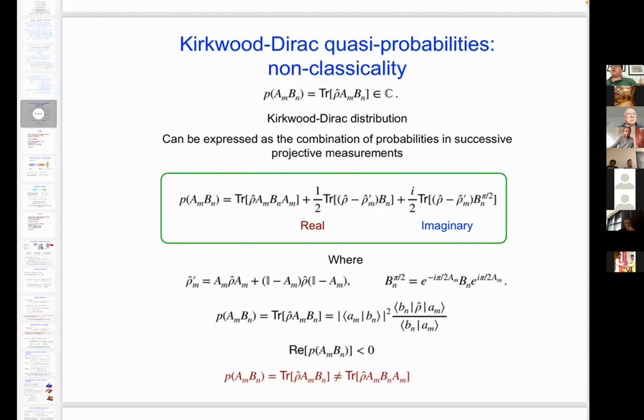I think this is why you need the fact that the post-selection is not just a single projector, but it has to be at least a sum of projectors. Exactly. Because you have to get some kind of interference going.